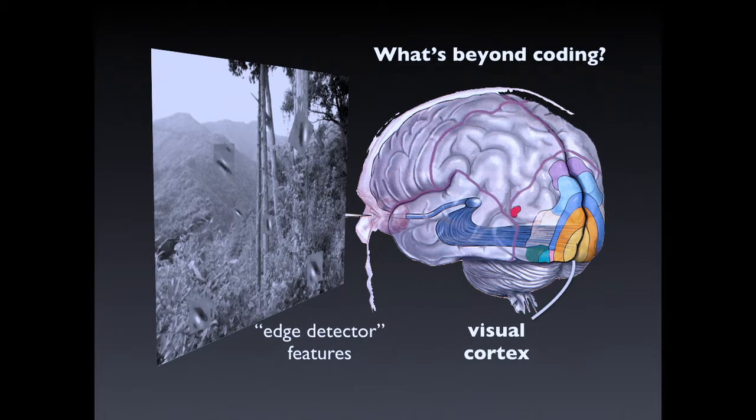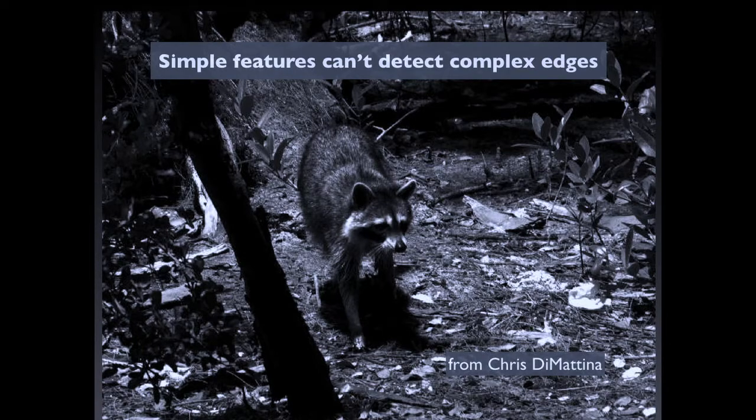Well, if we go to the visual cortex, we said there are edge detectors. And that's true. The features are like edge detectors. But you can only get so far using these simple features. So let me illustrate that. The problem is that simple features can't detect complex edges. And so if you look at this raccoon, you have no trouble seeing it, right? And the edge detectors work when there's a sharp, bright, dark boundary.